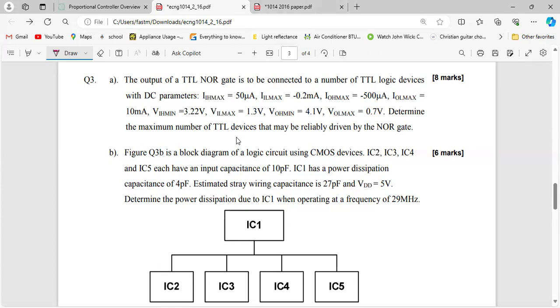So anyway, the number of TTL logic devices with DC parameters: I input high max is 50, I input low max, the I output high max, the I output low max, the V input high minimum is 3.2, V input low max is that, and the gate voltage ranges. That's something to keep in mind, because that's where the answers come from. Determine the max. In this question, he wanted the max number of TTL devices that may be reliably driven by the node.